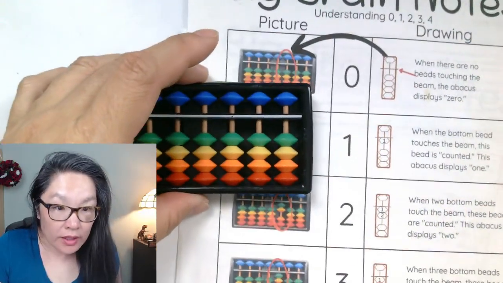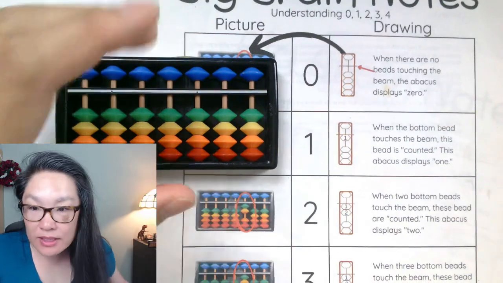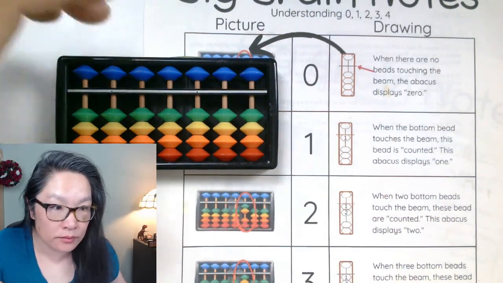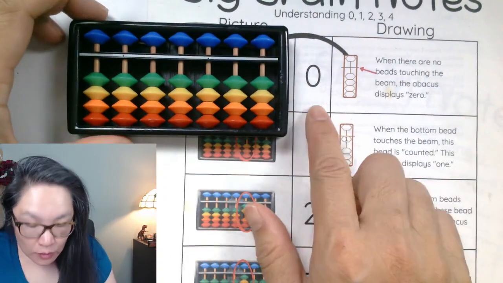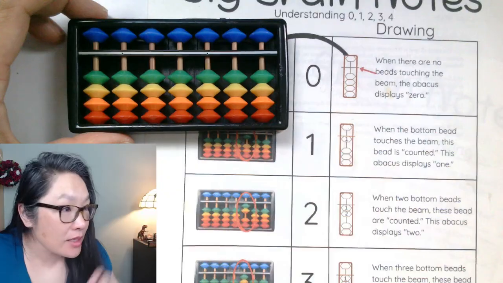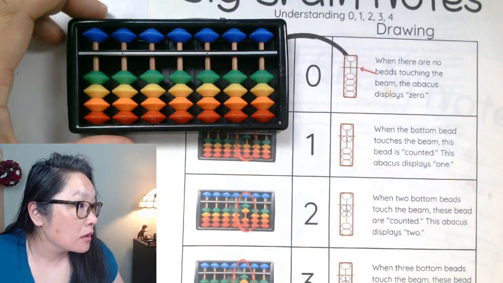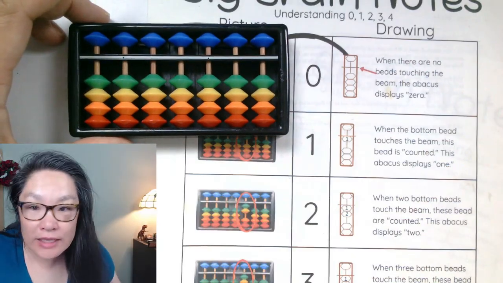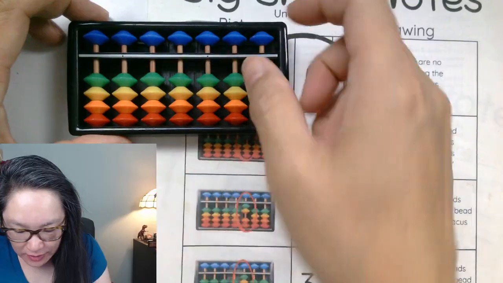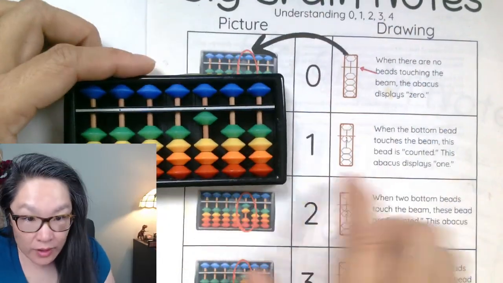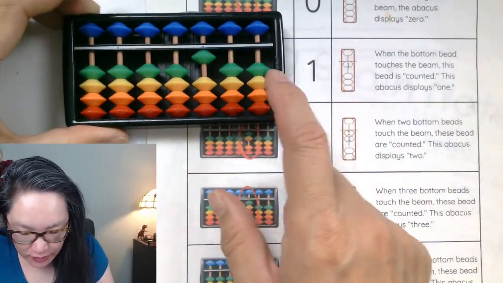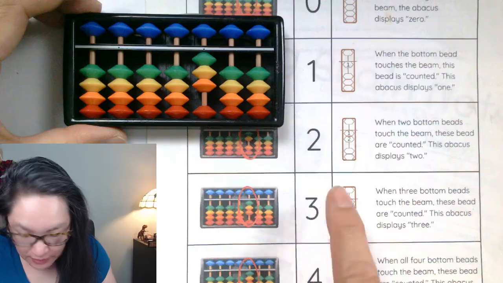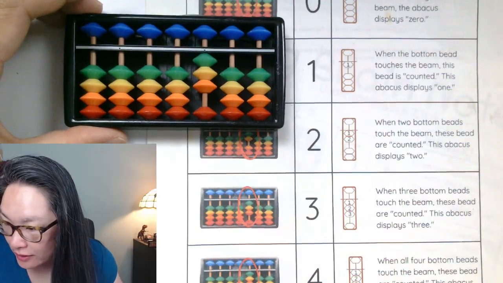So if you look, here is my abacus. What we're going to do is look at the abacus, and learn how to read it. When we read the abacus, we're looking at the 1. So if you notice, this is 1, and then this is 2, and then this is 3. If you look, this is how we read the abacus.